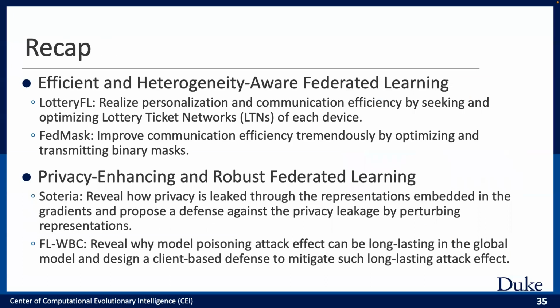To recap, what we have done is we actually have a lottery ticket network. We're trying to combine personalization with reducing the communication cost, and then we further improve that with the binary mask, because we know binary is the minimal effort we could do in terms of personalization. Then we talk about privacy concerns during data representation to restore the data, and we talk about the poison attack, which has a long-lasting effect, of particular interest to us, and how we can solve this problem.